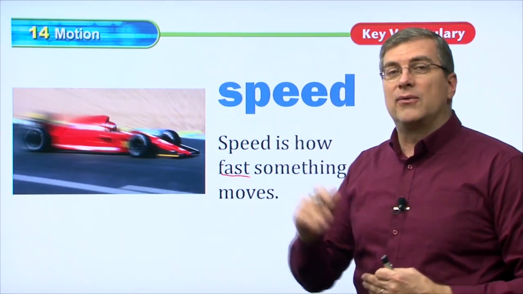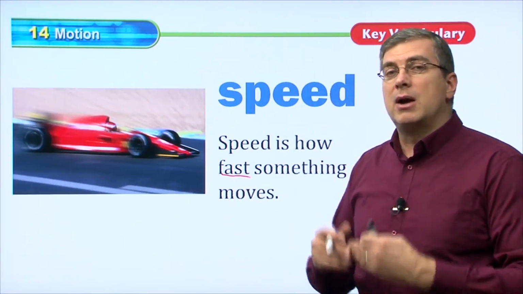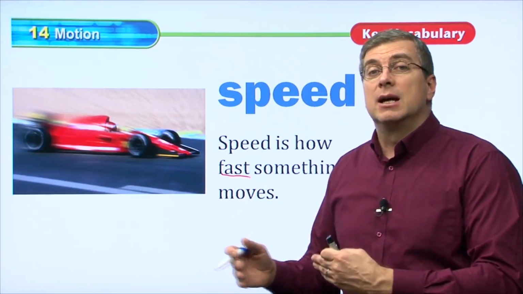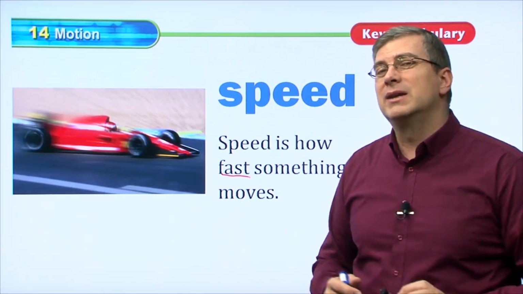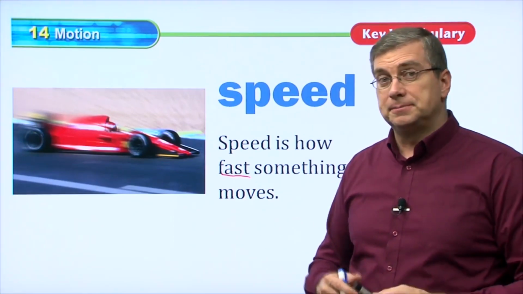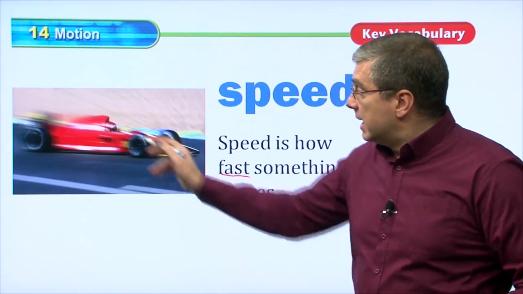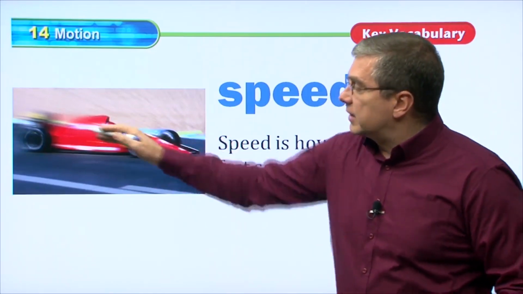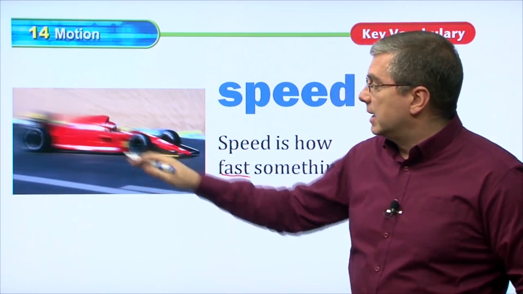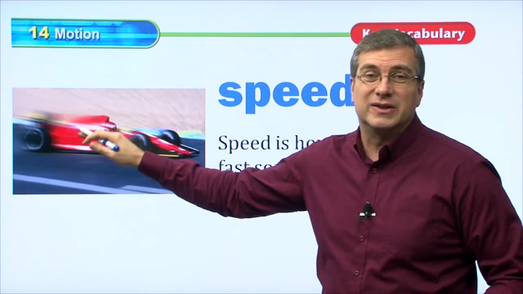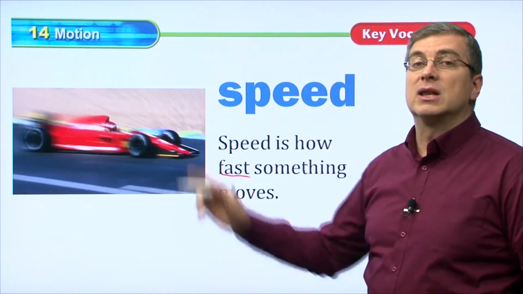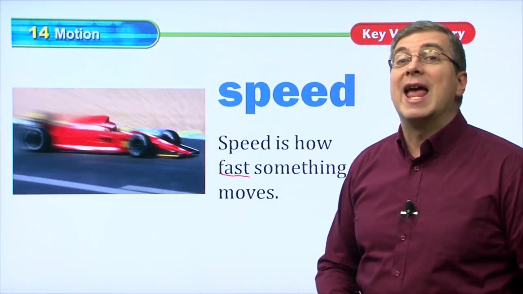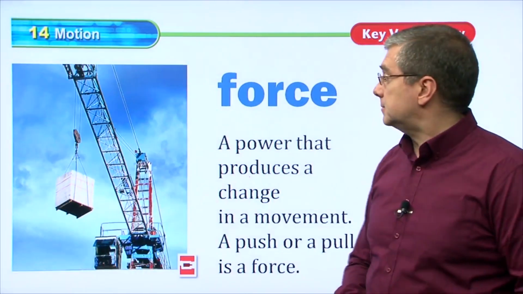Speed, when we talk about fast or slow, we're talking about what is the speed of the object, whatever is moving. Something is moving, what is the speed of that object? How fast is it moving? If we see a car, wow, that looks like it's moving very fast, right? It's hard to see it, right? Because it's moving so quickly. It has a lot of speed.